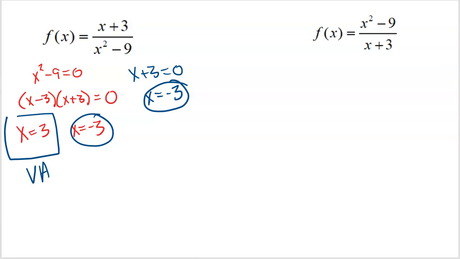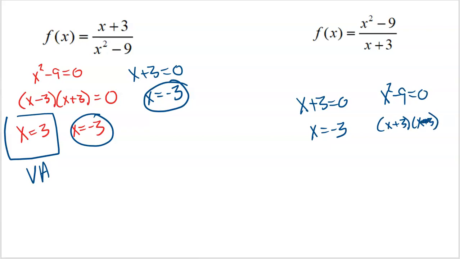All right, how about this one over here? Notice it's the same thing, just switched around. So once again, the denominator equals 0 when x equals negative 3. Yay, okay, great. The numerator equals 0 when x equals negative 3 or positive 3. Whoop, that should be a minus right there. Sorry for my messy handwriting. So that's negative 3 or positive 3. So now wait a minute. Negative 3 makes both the numerator and the denominator 0.